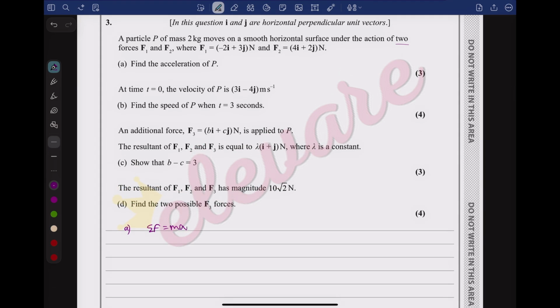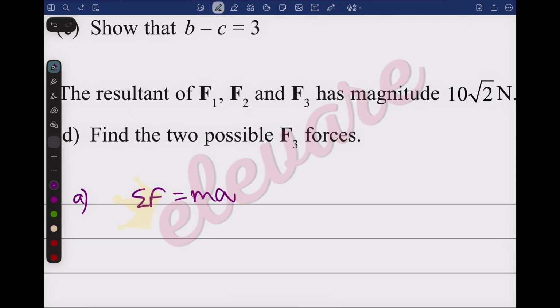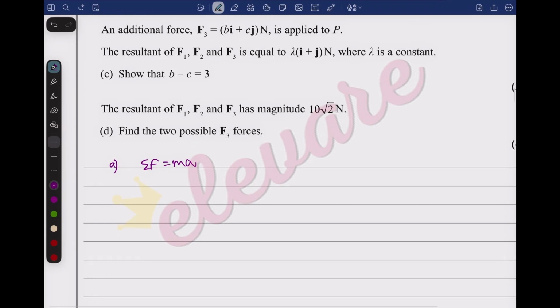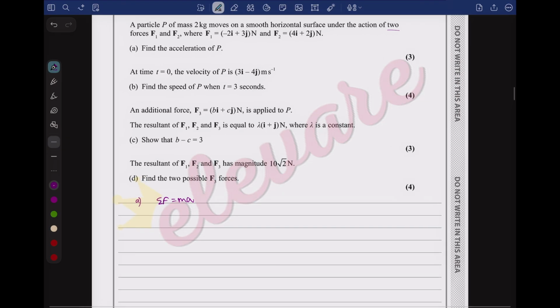And I always suggest, whenever you write this formula down, include this summation sign, because that shows you know that the F in this formula is talking about the resultant force and not just any single force. It's a combination, the sum of all the forces acting on an object. In this case, we have F1 and F2, so the resultant force is just going to be F1 plus F2.